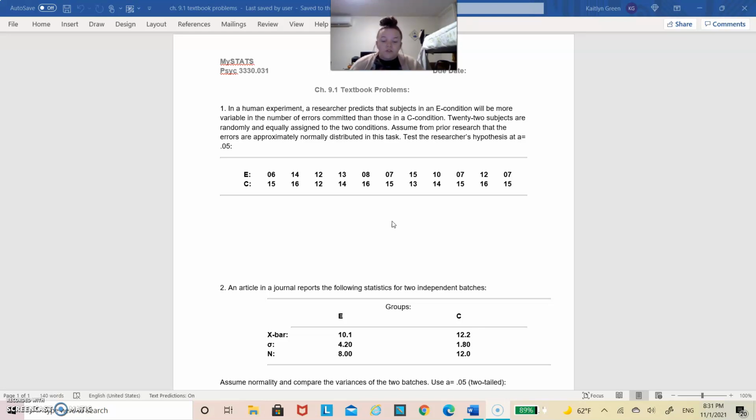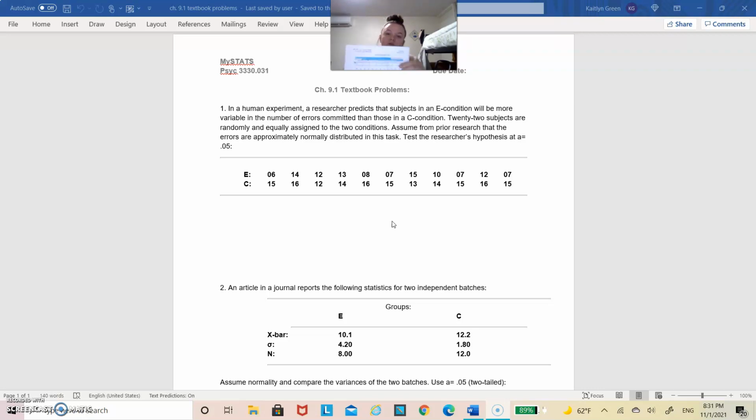So with our decision, we know that 6.36 is greater than 3.72, so we will reject H0 and we will accept H1. And so in English, this just means that the researcher's hypothesis is correct and that the variability in the E group was significantly greater than the variability in the number of errors in the C group.